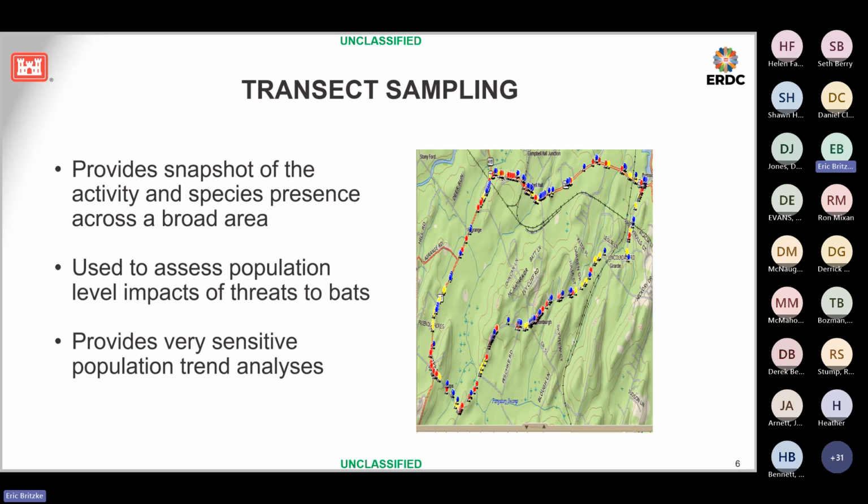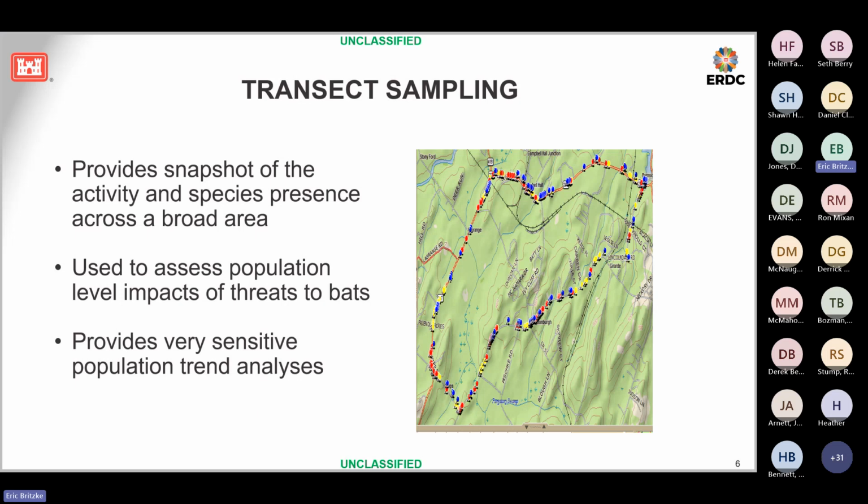Here's an example of what we can get from some transect sampling. Again, this provides a snapshot across a broad area. And the nice thing is it allows us to assess the population level impacts to bats, because as we're moving along, in this case in a car, the number of files we receive for a certain species is an index to the abundance of that species. And so we can determine much finer population level changes that occur using this transect.